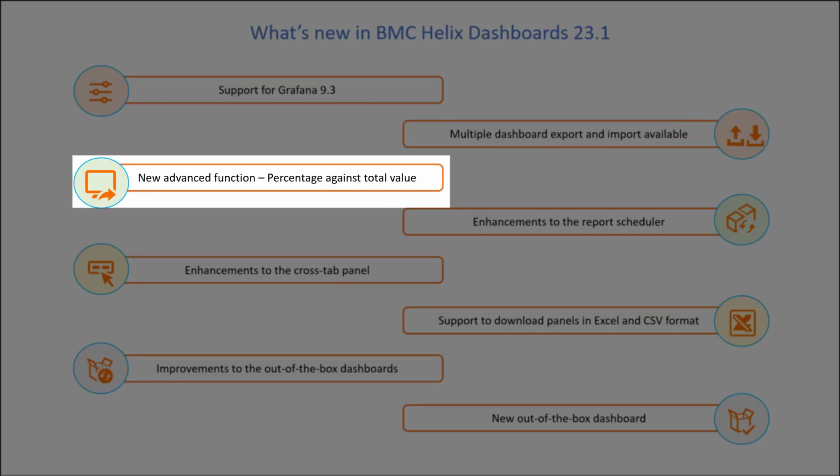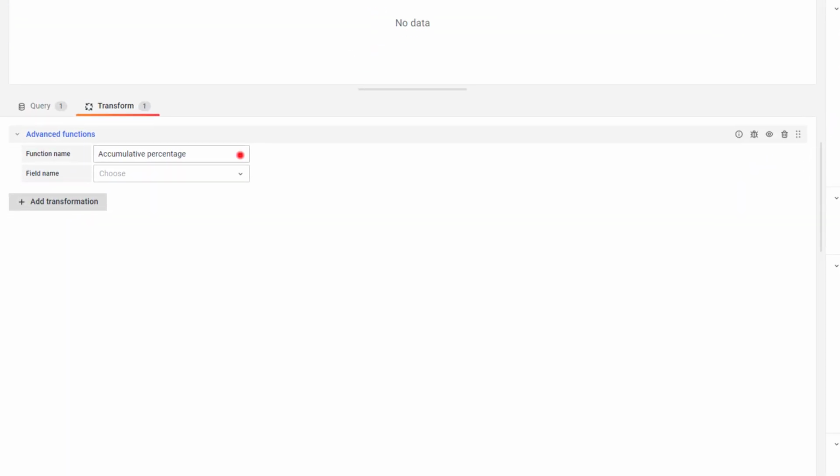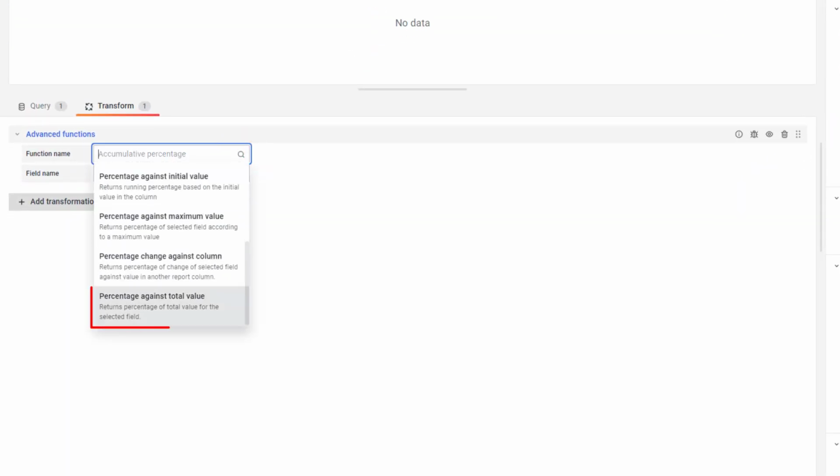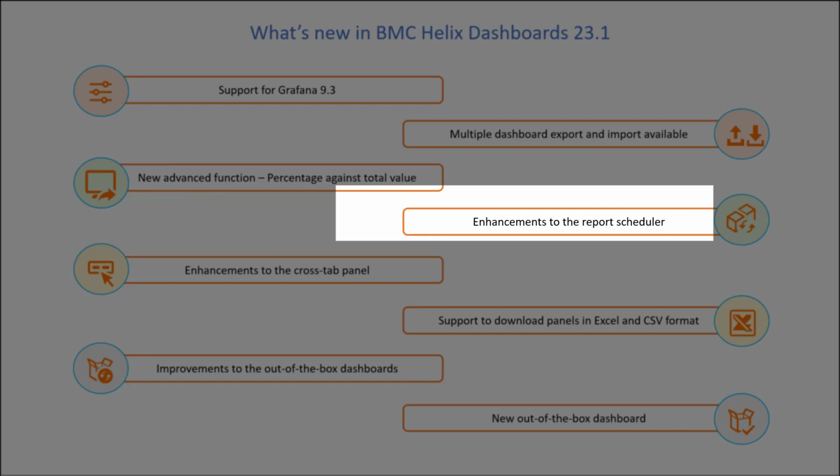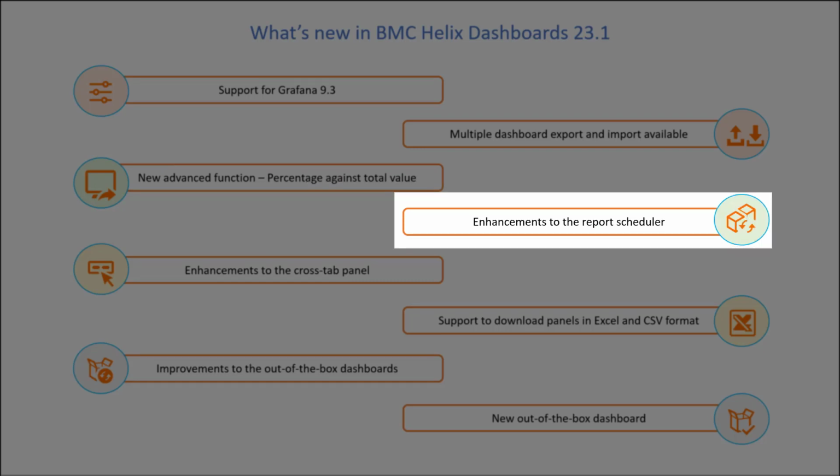Next, let's look at a new advanced function. By using the percentage against total value advanced function, you can calculate the percentage of a field value against the total column value. We have also made several improvements in the report scheduler functionality.